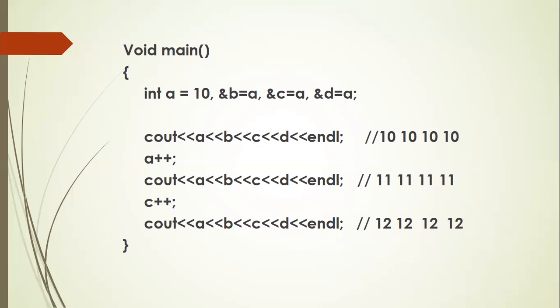Now what happens? A, B, C, D, the current value is 11. Now I'm incrementing C++. That means I'm changing the value of one of the reference variables, C, by 1. So already C has become 11, which means now C becomes 12. When C becomes 12, naturally A, B, D also become 12. So in the third cout statement, the output will be 12, 12, 12, 12.